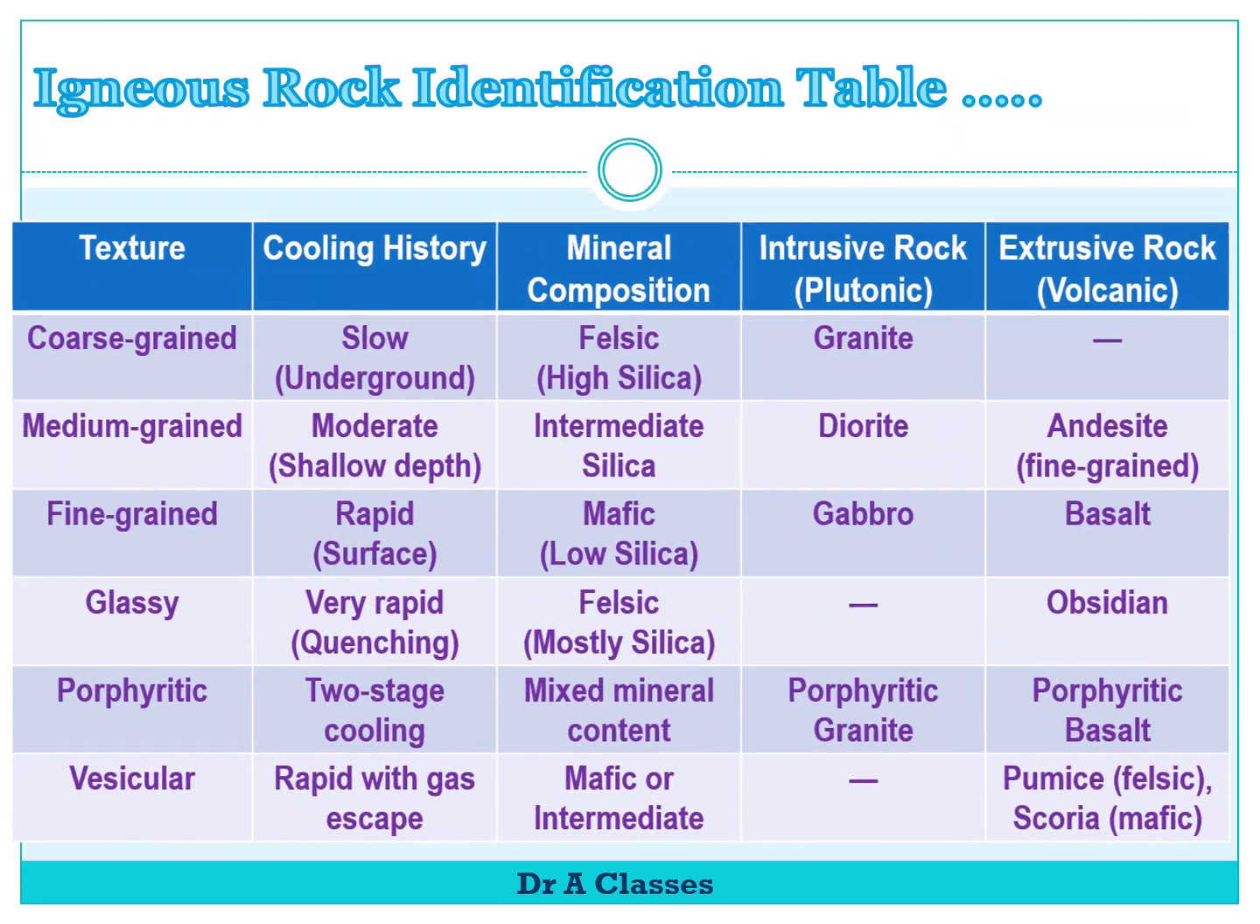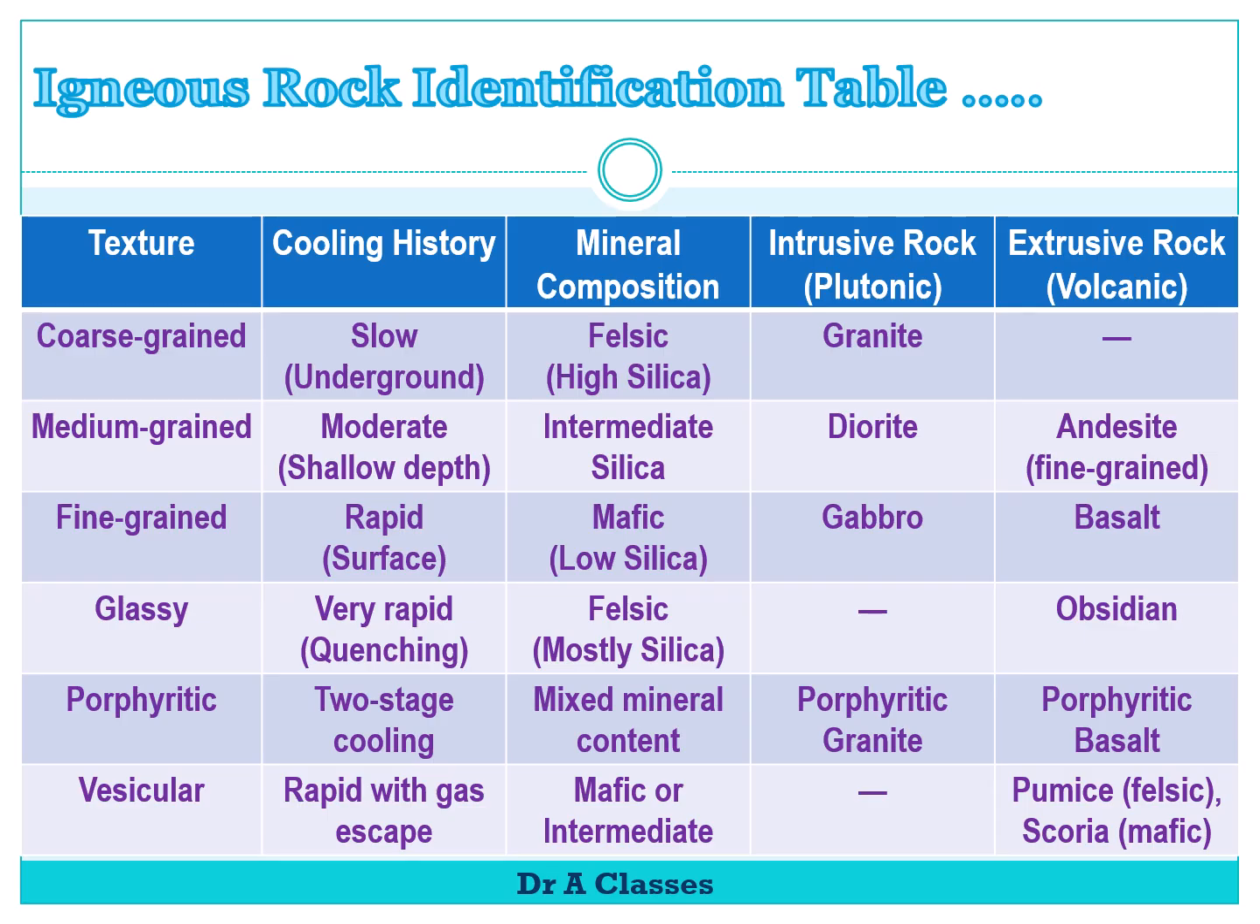Igneous Rock Identification Table. This table serves as a practical guide to identify igneous rocks based on their texture, cooling history, mineral composition, and rock type. It distinguishes between intrusive, plutonic, and extrusive, volcanic rocks, helping students understand how different geological conditions affect rock characteristics. Texture is the key diagnostic feature and is primarily controlled by rate of cooling.